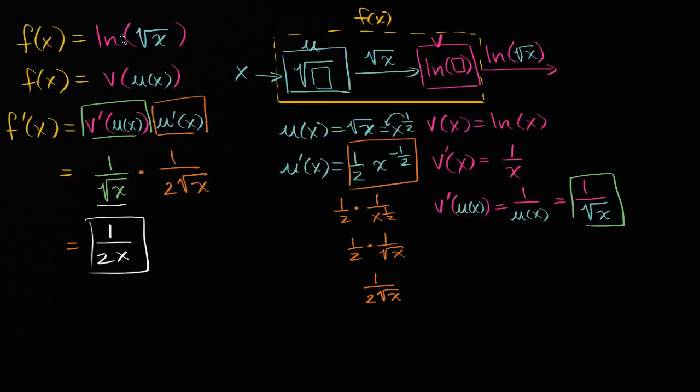One way to think about it, what would natural log of x be? Well, that would be 1 over x, but it's not natural log of x. It's 1 over square root of x. So it's going to be 1 over the square root of x. So you take the derivative of the outside function with respect to the inside one, and then you multiply that times just the derivative of the inside function with respect to x. And we are done.